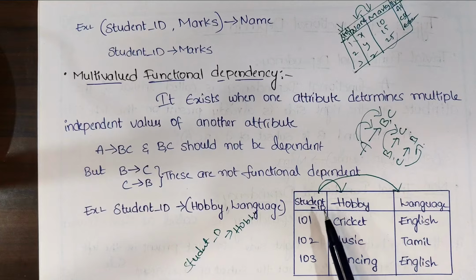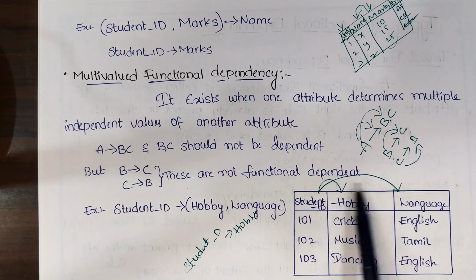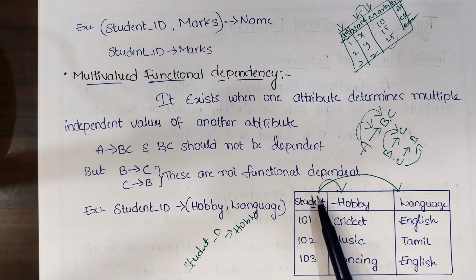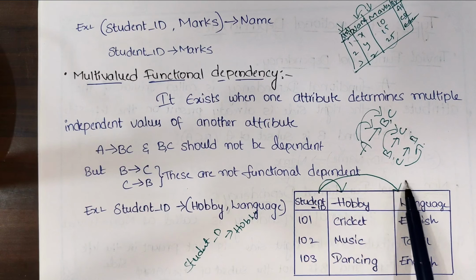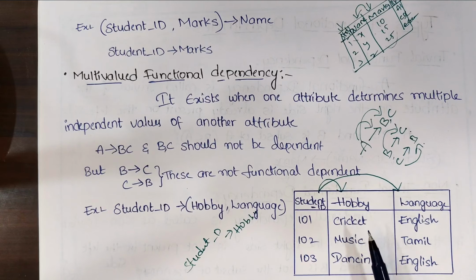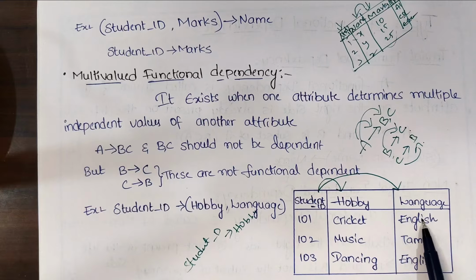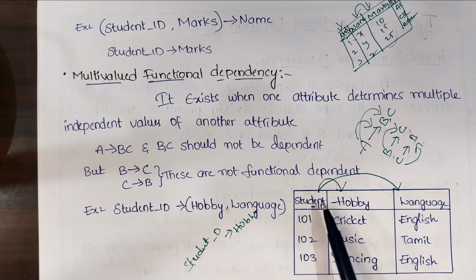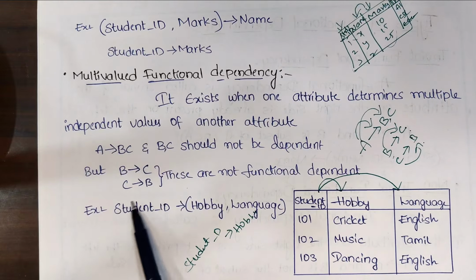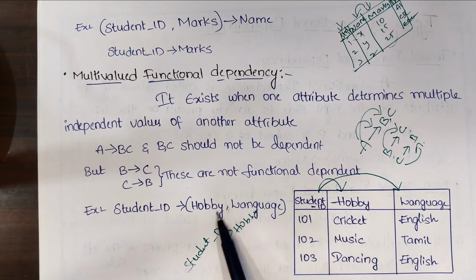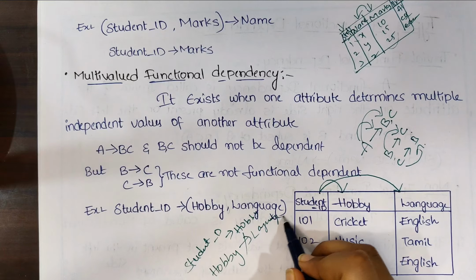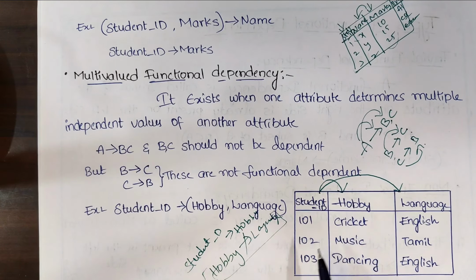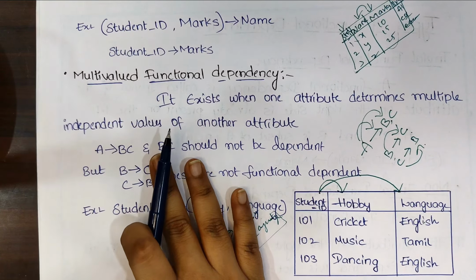And using this example, we understand: student ID, hobby and language are there in this table. Using this student ID, we can find out which hobby he knows. And also using this same student ID, we can find which language he knows. But using this hobby, we cannot find which language he knows. And using this language, we cannot find this hobby, right? So using this only, we can find these two. This is what I have written. Student ID is used to find hobby and language, whereas using this hobby, we cannot find this language, right? So this is what a multi-valued functional dependency says.